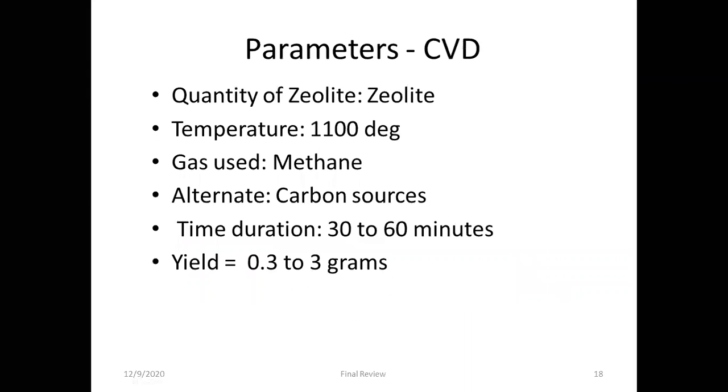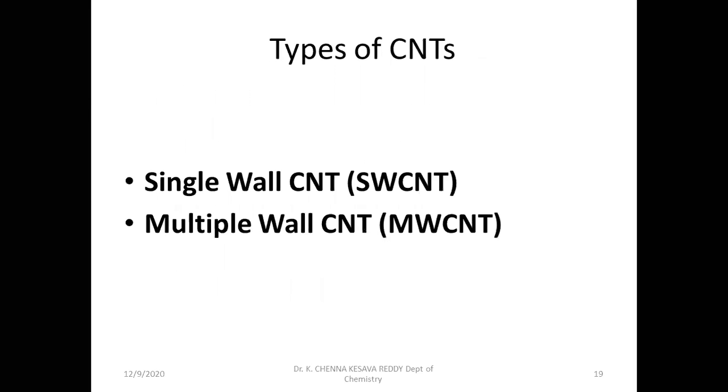These are the parameters for chemical vapor deposition. Quantity: we are using zeolite. Temperature: 1000 to 1100 degrees centigrade. Methane gas, and alternate carbon sources we can use are camphor, ethane, propane, or any other, even ferrocene. Time duration may be half an hour to 1 hour. So we can get from 0.3 to 3 grams of carbon nanotube. Based on the diameter, we can classify carbon nanotubes into two types: single wall carbon nanotubes and multi-wall carbon nanotubes.